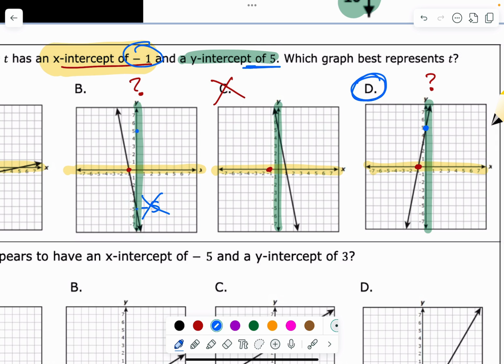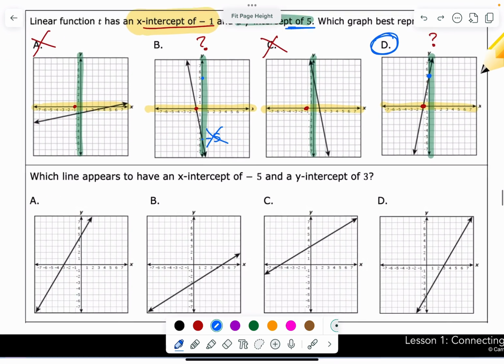We're looking for these two numbers. This one on the x-axis, this one on the y-axis. Okay? Now let's try one more.